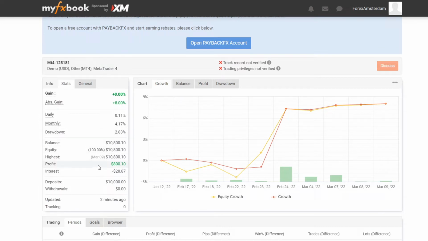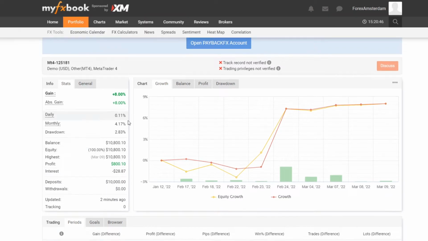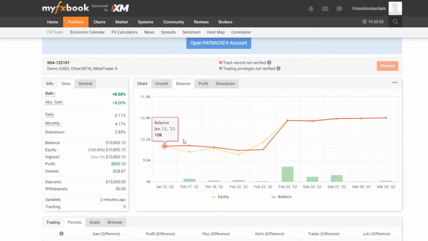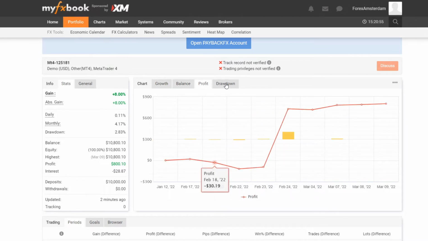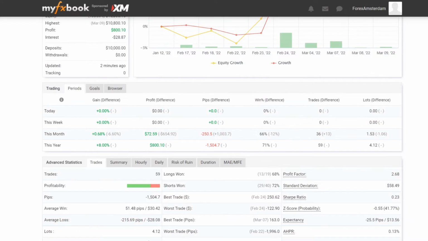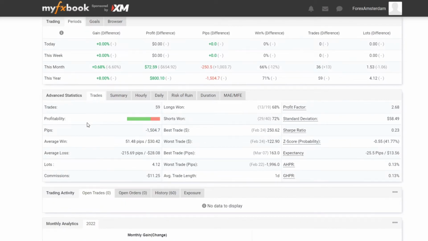Over here we see my balance and my equity, and as you can see, 10k was deposited. This is my account. And as you can see over here, this is the growth curve, the balance curve, the profit, and the drawdown. As you can see, it works, which is great, of course, because I already had an alternative way to show you my performance. Let me go over that quickly.